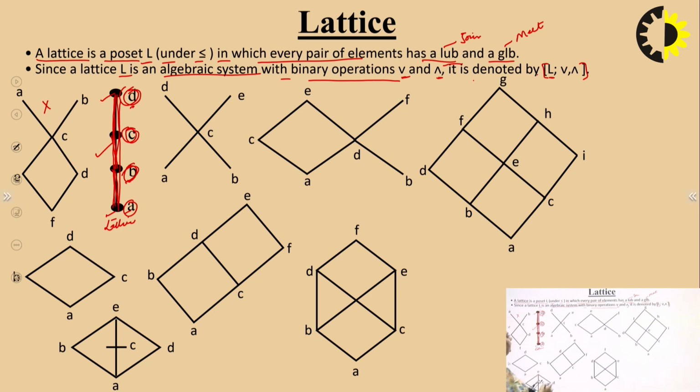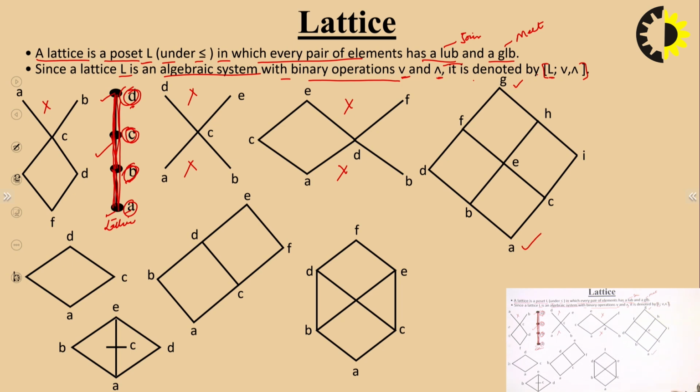See the next figure. Now here we do not have a single top as well as a single bottom. So this can't definitely be a lattice. Again see here, no single top, no single bottom. So this can't be a lattice. Now see this figure. We have a single top. Yes, we have a single bottom.